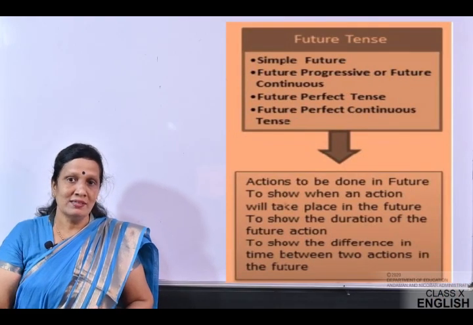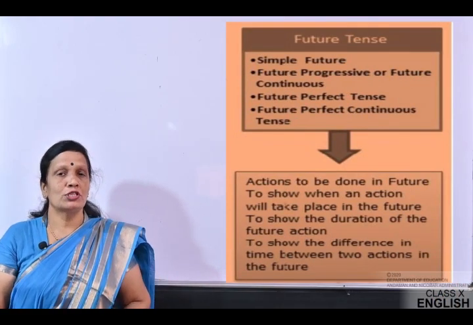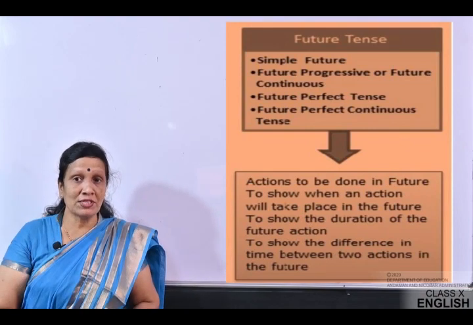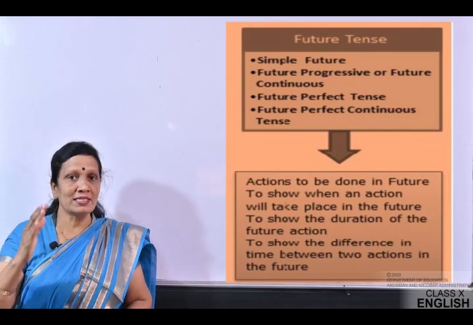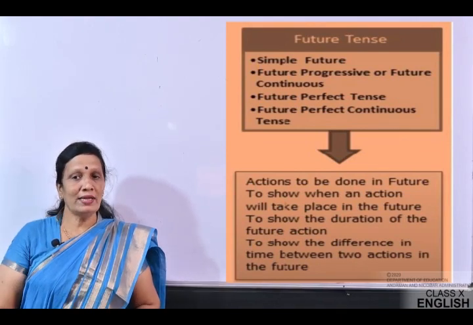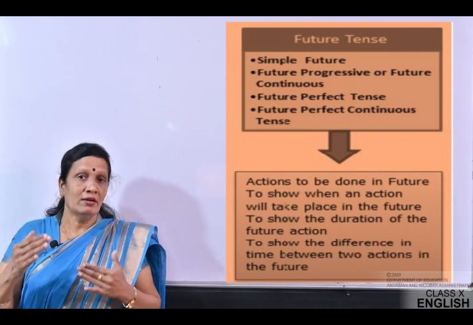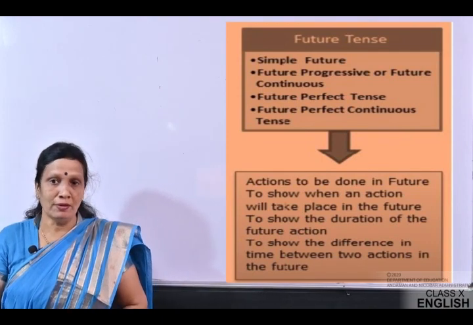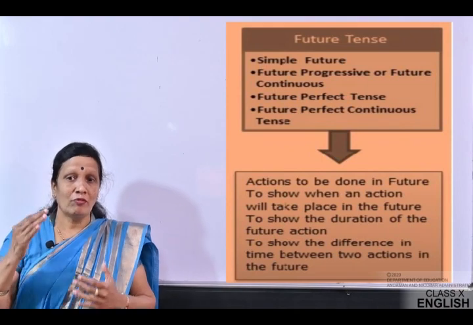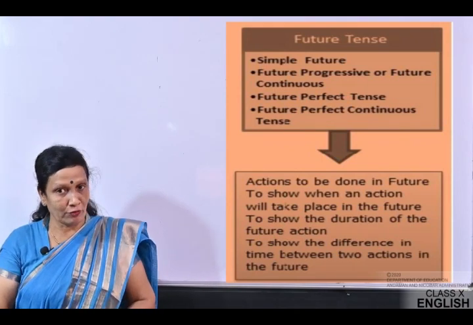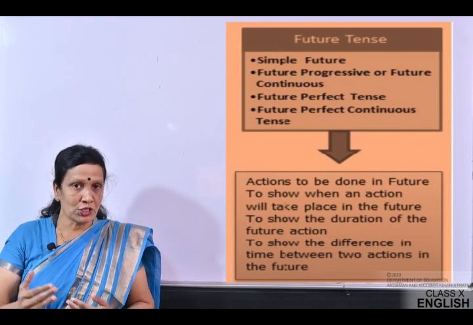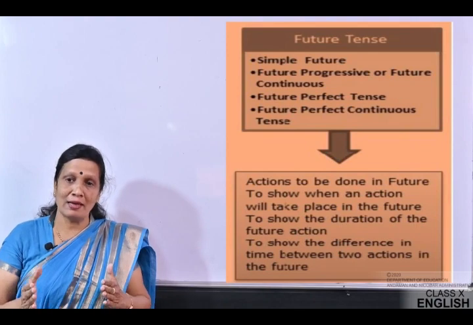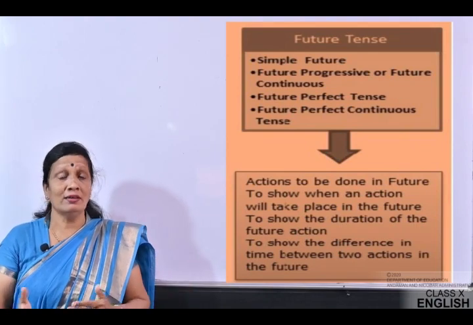Now the future tense: simple future, future progressive or future continuous tense, future perfect tense and future perfect continuous tense. Now let's look at the situations where we have to use the future tense. Actions to be done in the future, to show when an action will take place in the future, to show the duration of the future action, to show the difference in time between two actions in the future.